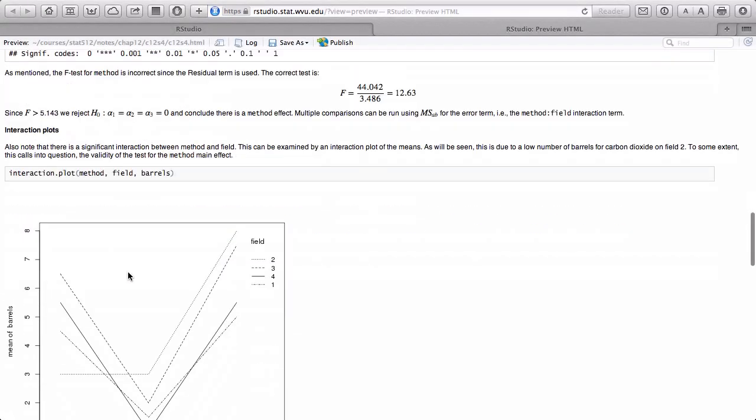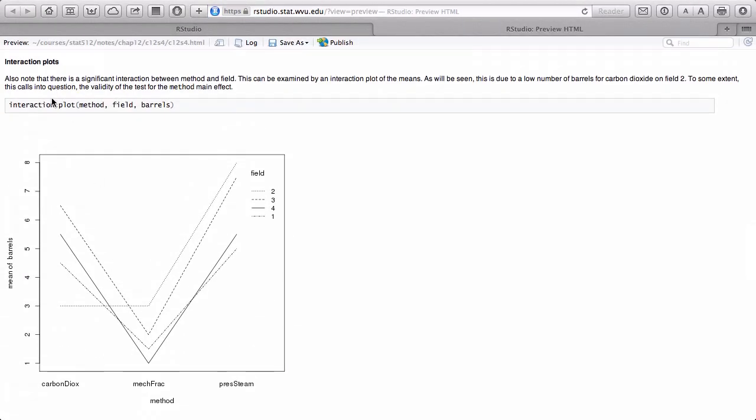Now, since we have an interaction, you're almost always going to want to do what's called an interaction.plot with method and field with barrels. And that just plots the mean. Technically, this is just using the means. Someone in my next class says, I've never heard of least squares means. Well, you should, because the least squares means are the same as the model means, when you estimate the parameters, the alphas, the betas, the mu's, and so forth, and you get predicted values.